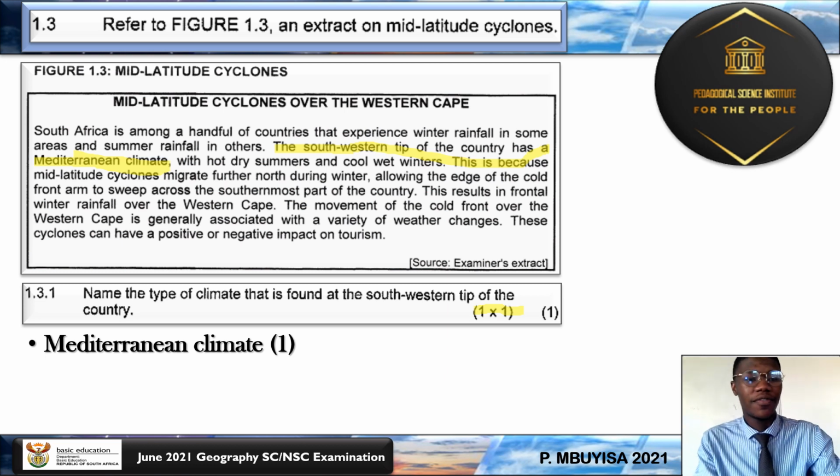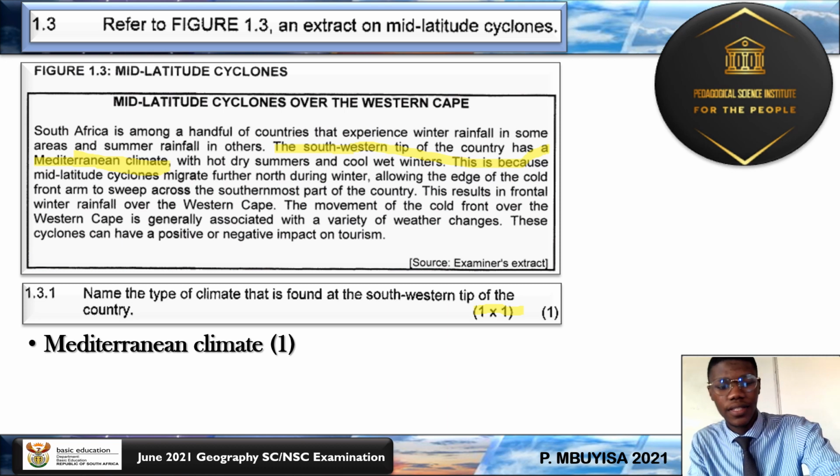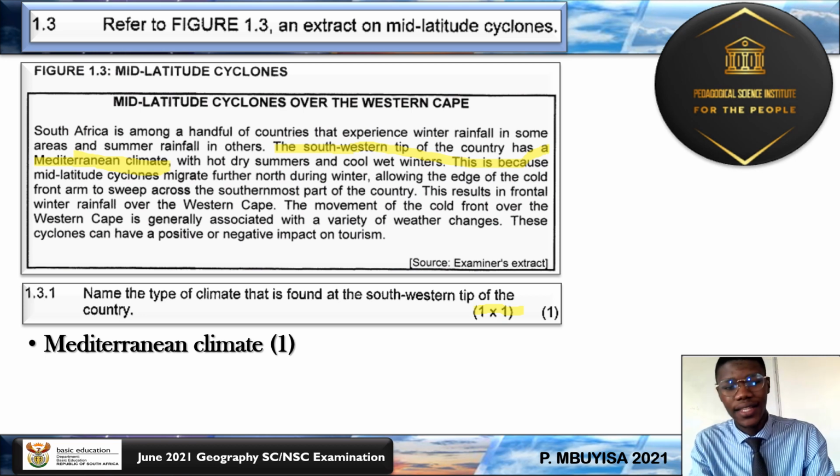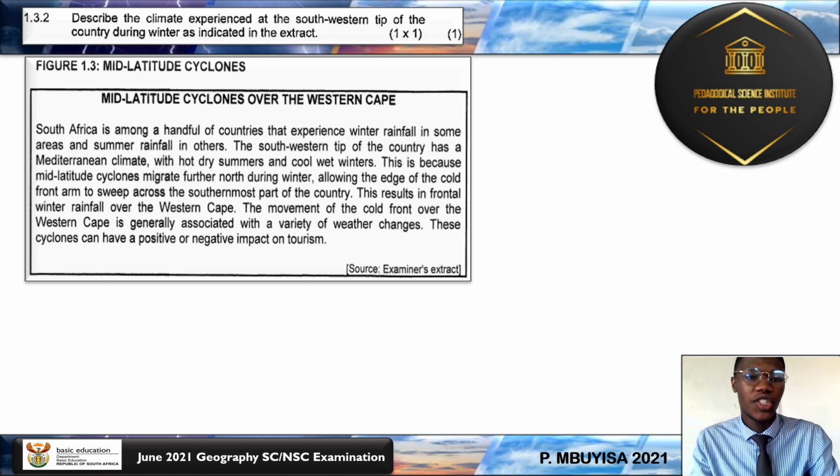And for your own benefit, what is a Mediterranean climate? This is climate that is usually found in the western tips of continents, and it occurs roughly between the 30 and 40 degree lines of latitude, and it's characterized by hot, dry summers and very mild, wet winters in those particular regions. So that is that. Let's look at the next question.